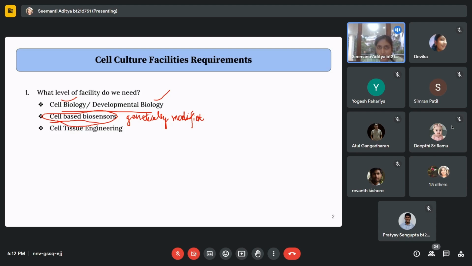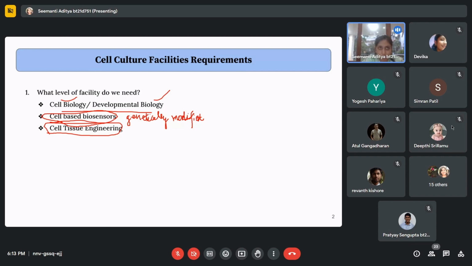The next kind of facility that people generally require is cell tissue engineering. This is a new field, and now a very hot topic, because what people do is they collect some cells and perform regenerative medicine or tissue engineering, where people claim that they can make the heart, kidneys, or lungs in the lab. So basically, creating a tissue from a mass of cells, or different masses of cells.